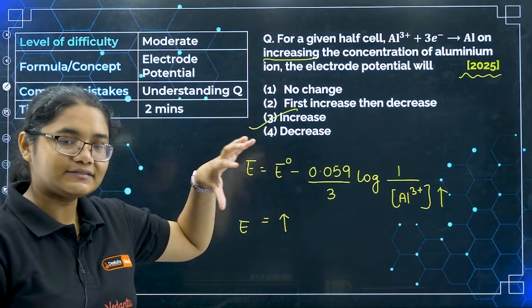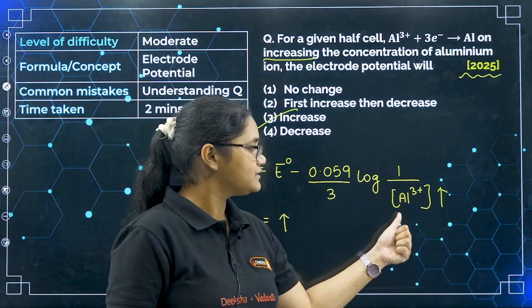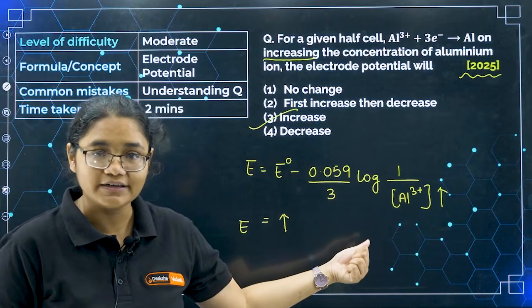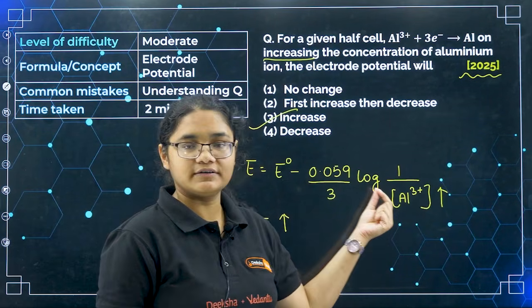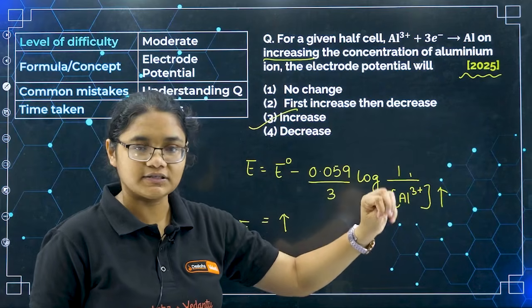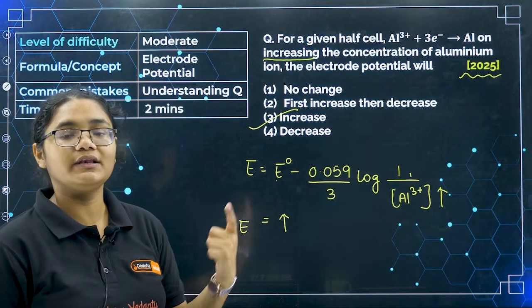You can see a similar type of question has been asked in 2025, where you need to understand the relation between the concentration and the E value. Whenever we are increasing this concentration, this overall term becomes a smaller number, we are subtracting a smaller number from here, so the E value will increase.